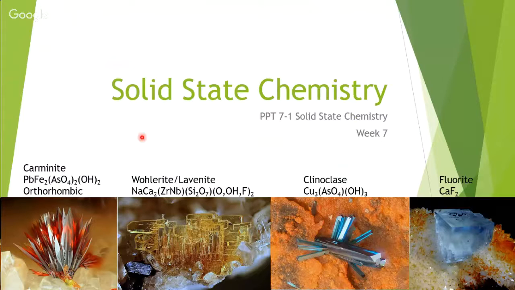Let's just take a look at a couple of pretty structures here. Along the bottom are carbonite, wellerite, cliniclase, and fluorite, which are just some interesting crystalline structures. A lot of what we're going to talk about is crystal structures and how we describe those and talk about them, and how we can make some calculations relating to them.